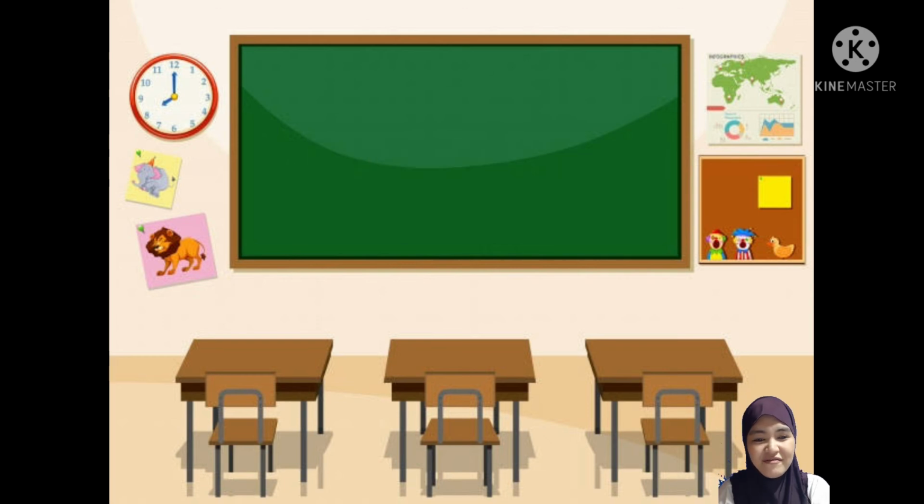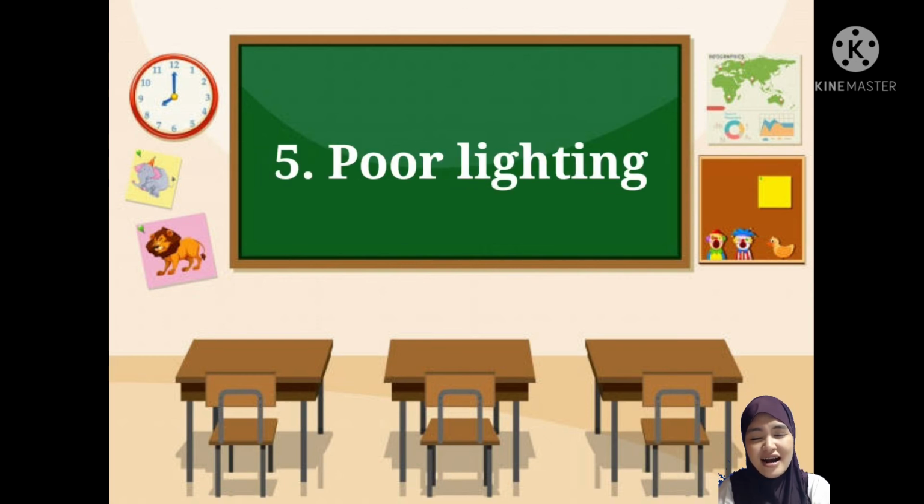And number 5, poor lighting. That's correct. This is a physical barrier. Poor lighting as an environmental condition may cause communication breakdown due to the lack of communicators' ability to see the gesture and facial expression.